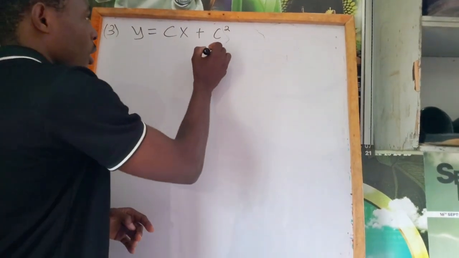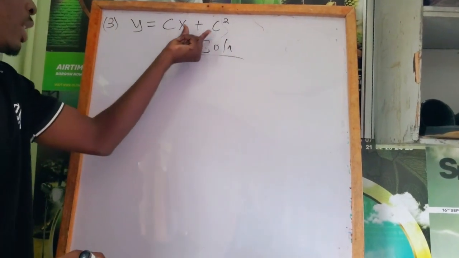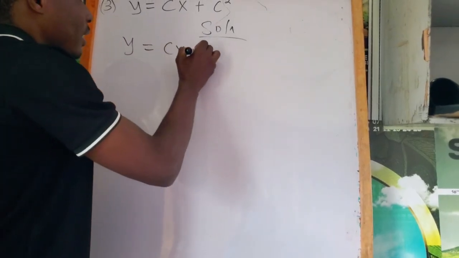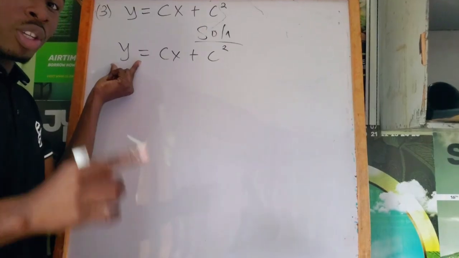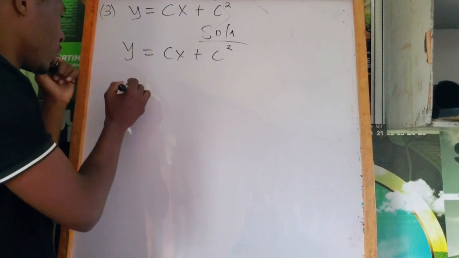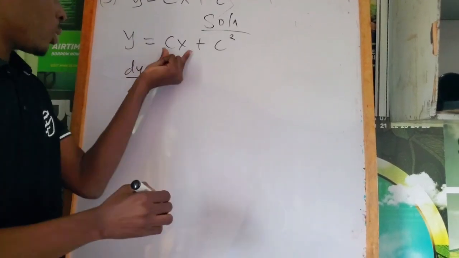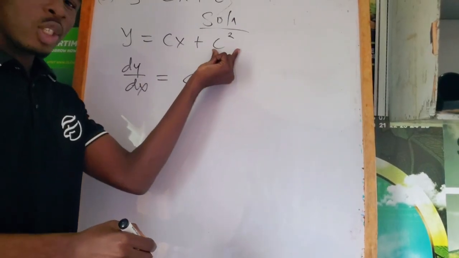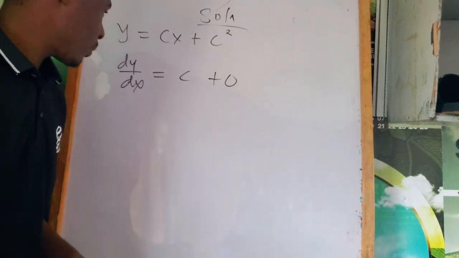So let us take a look at the solution. Now y is equal to cx plus c squared. Now, how many derivatives do you need to take? You only need to take one, because we only have one arbitrary constant. So let's differentiate y. If we differentiate y, we get dy/dx, which is equal to, if we differentiate cx, what do you get? You're only left with c. If you differentiate c squared, what do you get? You get 0. The derivative of a constant is 0, right? Okay.